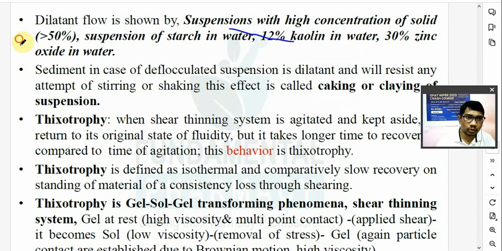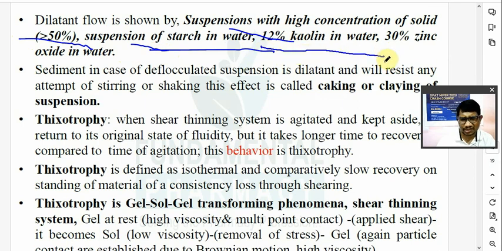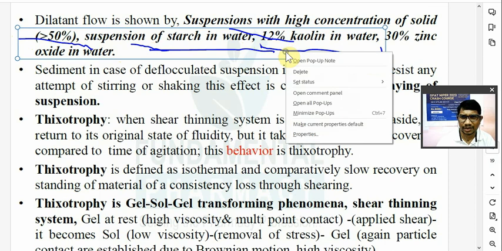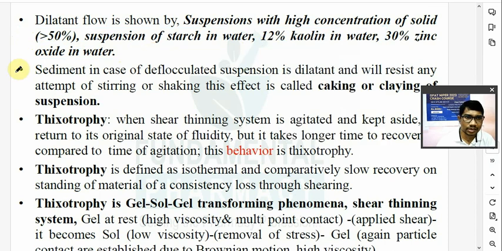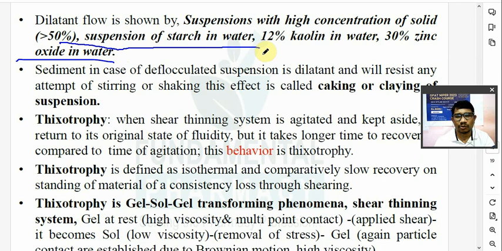So more than 50% solid, अगर है, if a suspension has more than 50% solid, that will show dilatant flow. Suspension of starch in the water, dilatant flow. 12% suspension of kaolin, dilatant flow. 30% zinc oxide in the water suspension. मतलब क्या है कि dilatant flow जो है ना वो कौन दिखाता है, सस्पेंशन हैविंग मोर देन 50% सॉलिड और स्टार्च सस्पेंशन इन द वाटर, देन 12% kaolin सस्पेंशन इन द वाटर, 30% जिंक ऑक्साइड इन द वाटर.